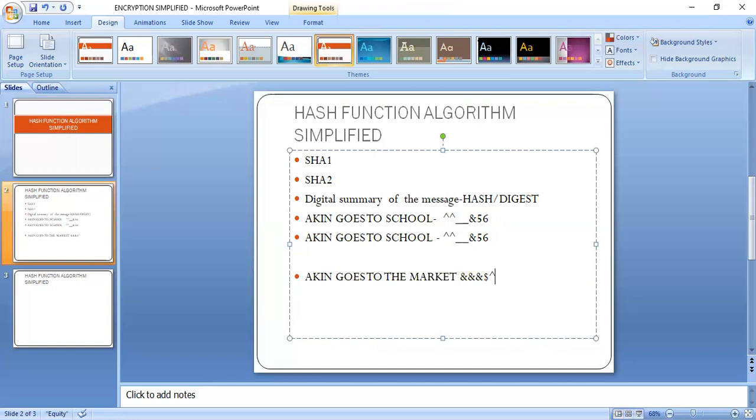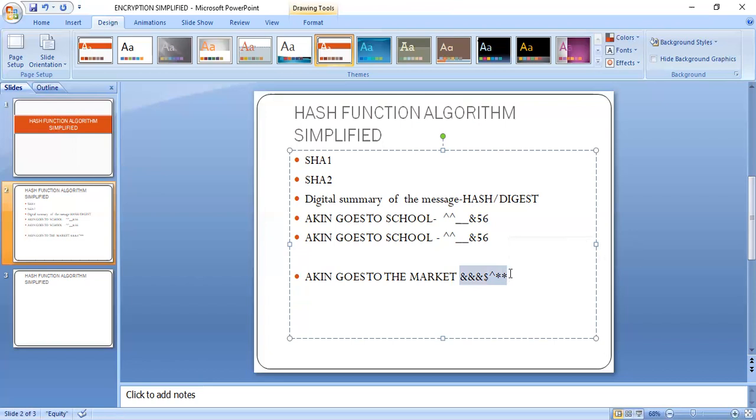It's going to be of the same length. Okay, 7. Fixed length. Hash functions always have fixed length. 1, 2, 3, 4, 5, 6, 7. Good. So this is what you got as the digital summary of the message.